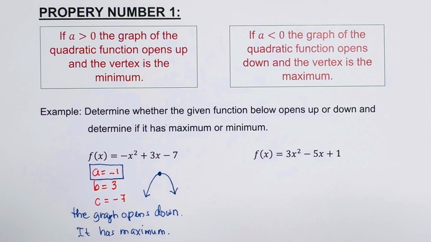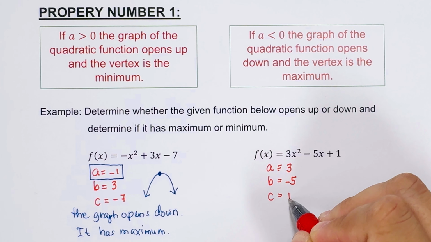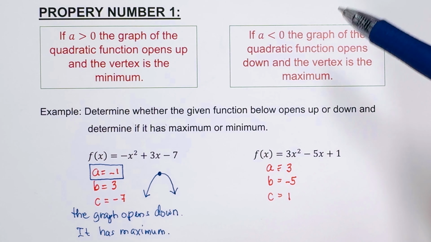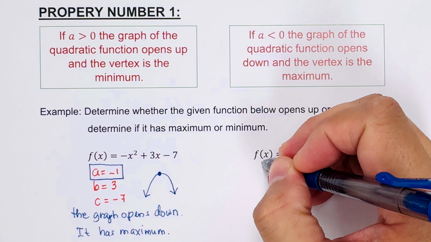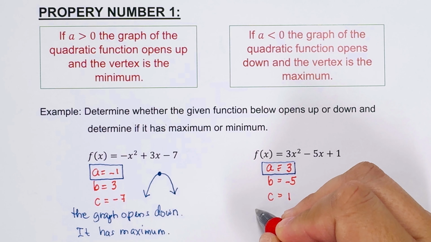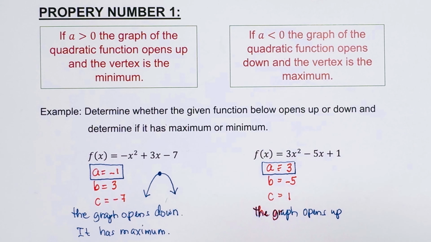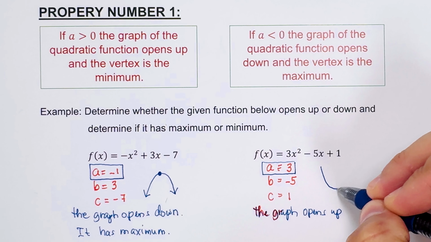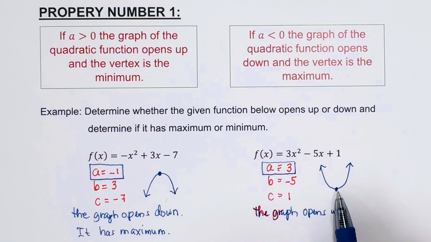Okay, so let's go over the second example here. We're gonna determine the a, b, and c for this. So we are looking at a, because it says if a is either greater than 0 or less than 0. Our a here is 3. That's greater than 0, so this one opens up. So we can say the graph opens up. If it opens up, it has a minimum. The reason for that is if we have a graph that opens up, this is the minimum. Minimum is the lowest point of the graph.